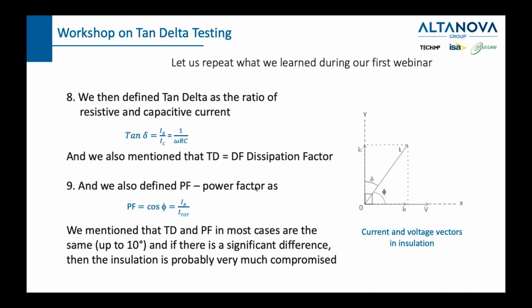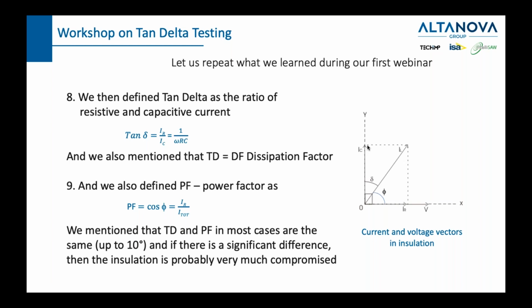So for example, TD and DF are synonyms, but TD and power factor are not synonyms because power factor is not IR over IC, power factor is IR over I total. But as we spoke last time, we said that this angle, delta, is very, very small, maybe 0.5 for some assets, 1, 2, or 3 degrees. And if you imagine this angle to be very small, then this line, which is the total current, will be very close to the y-axis. And then this vector and this total vector will be very similar. So we can also put it like this.